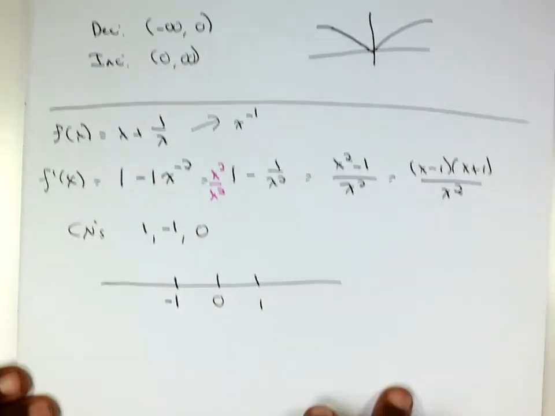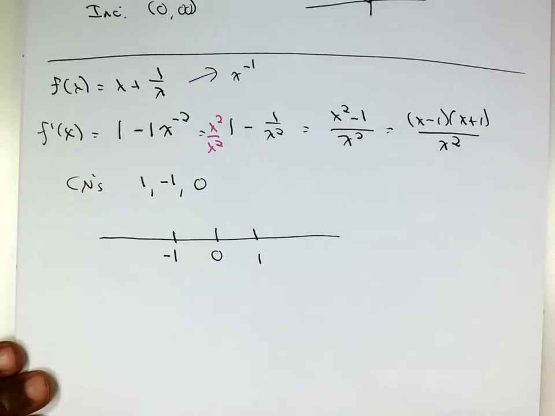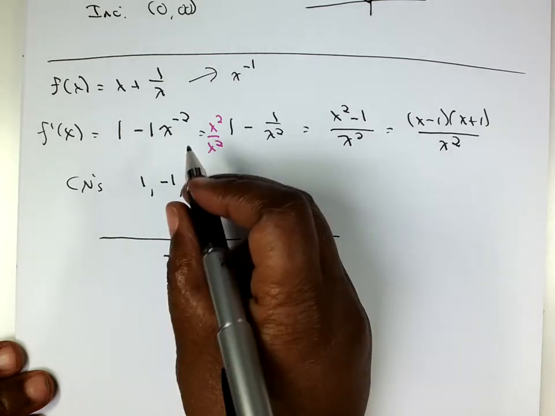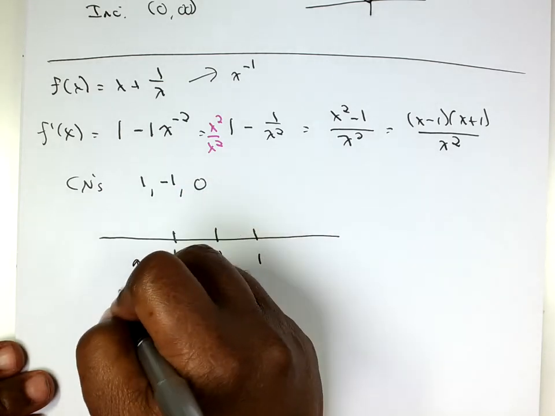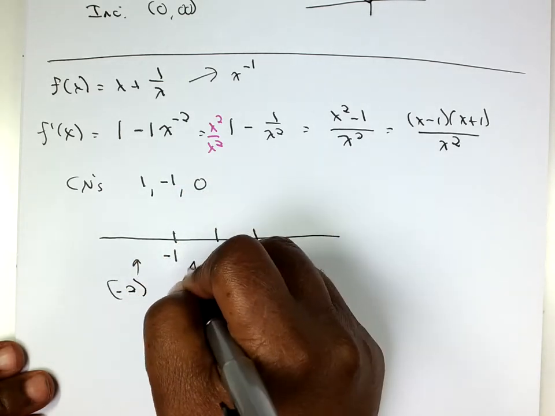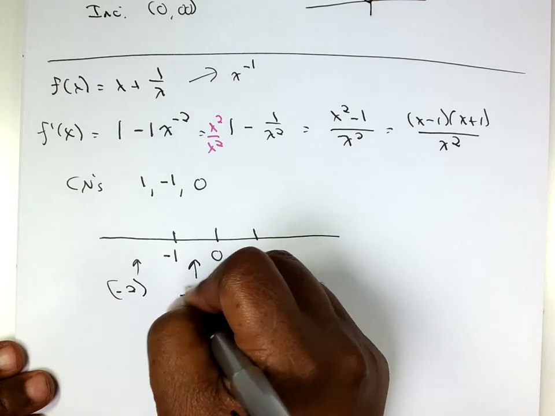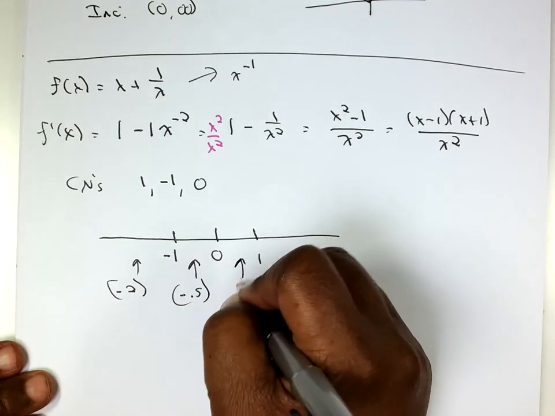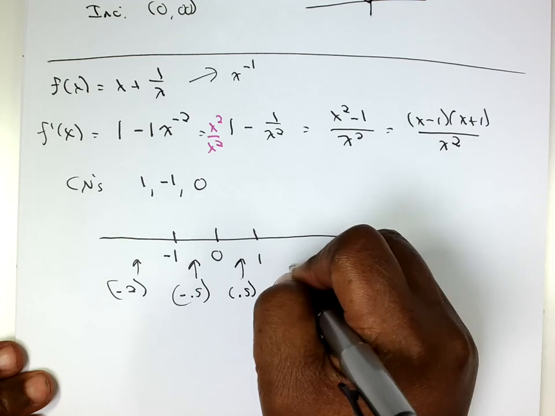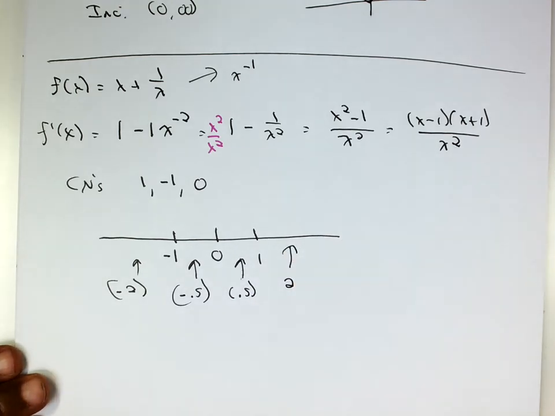So I'm back to my number line, and I have to pick values in between here. So here I'm going to pick a -2. Here I'm going to pick a -0.5. Here I'm going to put a +0.5. And then this interval I'm going to pick 2.